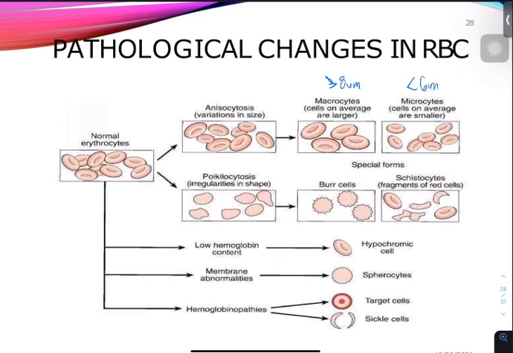Next abnormality on your RBC is on the hemoglobin content. The hemoglobin content plays an important role in the maintenance of the color of the cell, which can be hypochromic or hyperchromic. The membrane abnormalities also are defects, such as your spherocytes, which can also result in poikilocytosis. Your hemoglobinopathies can result in either anisocytosis or poikilocytosis. Okay?